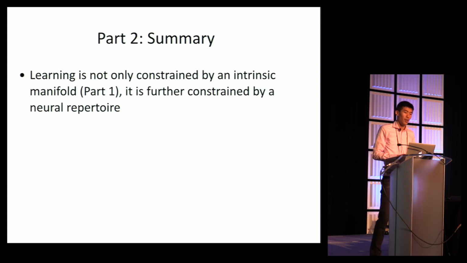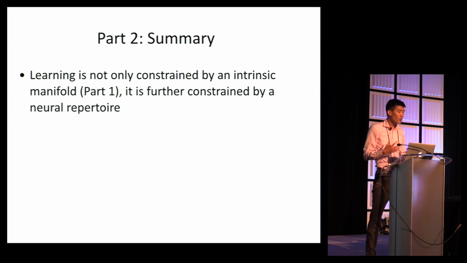So in the first part, we showed that learning is constrained by an intrinsic manifold. And here in the second part, we show that there is yet a further constraint within the intrinsic manifold. It appears as if, within the intrinsic manifold, the population activity is further constrained by this neural repertoire during learning.